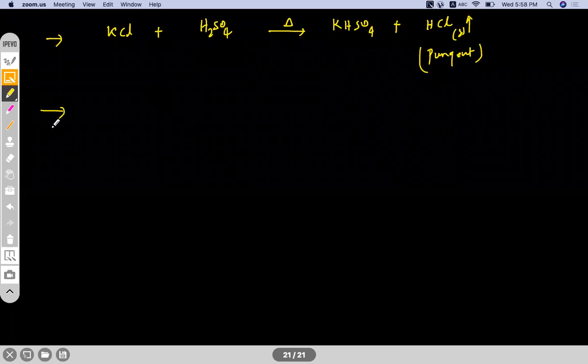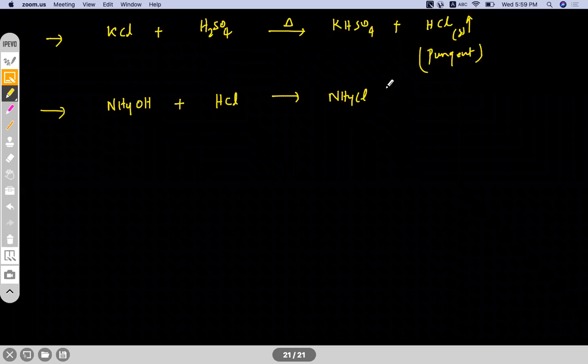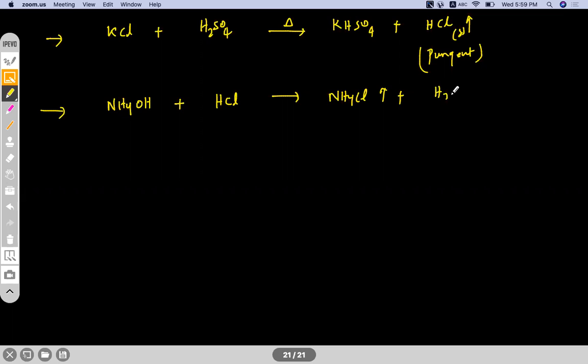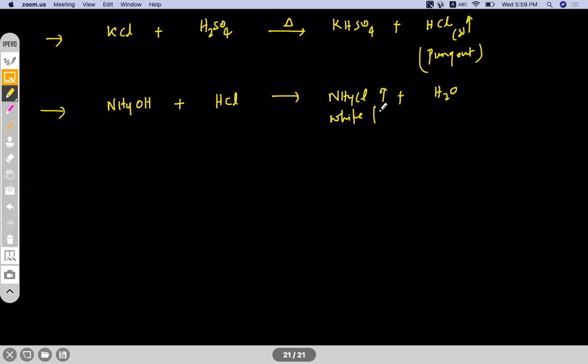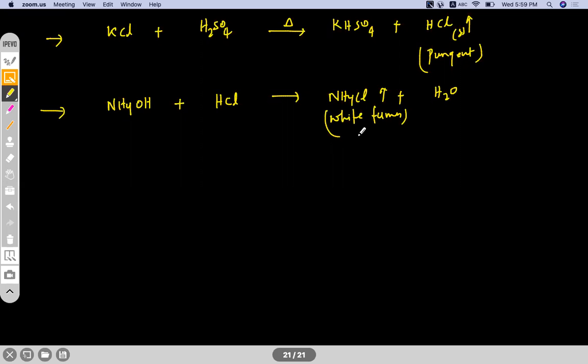The second one we have: this HCl gas, when it comes in contact with NH4OH, NH4OH plus HCl converts into NH4Cl and H2O. This is what it forms. So white fumes of ammonium chloride we get.